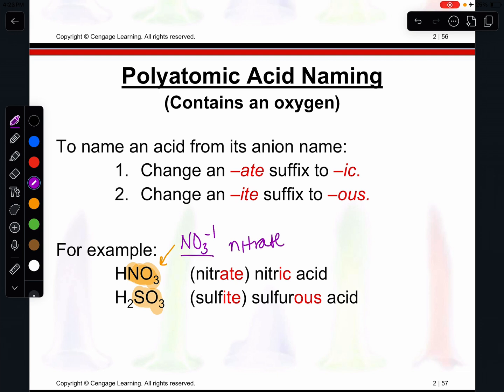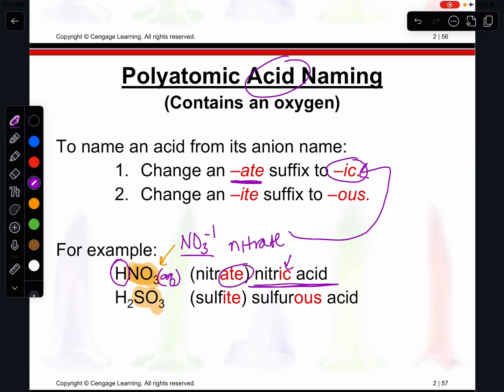Because it is called nitrate, that is this rule: if it ends in ATE, you change it to ic. So instead of this being a nitrate, because of the H in the front and the assumed AQ, because we're talking about acids here, we actually change this to nitric acid. Now I want to show you the difference. That previous one was hydrochloric acid. This is just ic acid. We do not put hydro if it is the ATE form of an ion.